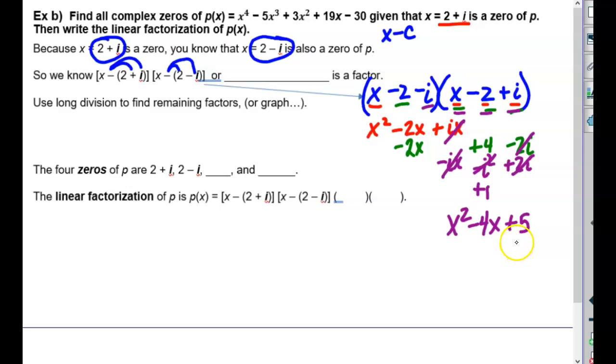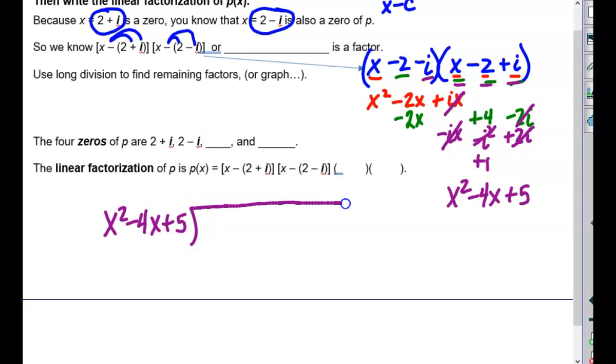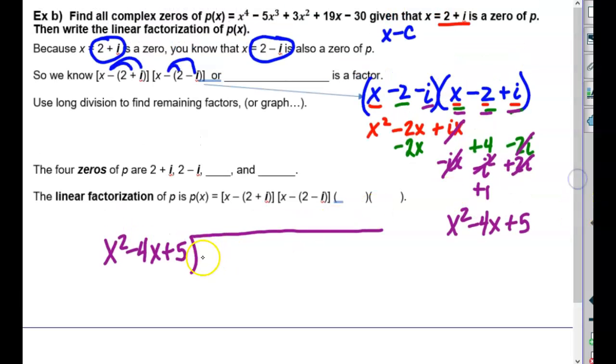Okay. Now they want us to do long division, and we're actually going to do long division. We're going to take this really disgusting polynomial we just got. It wasn't that disgusting. The really disgusting one is what we started with at the beginning of this problem. x to the fourth minus 5x cubed plus 3x squared plus 19x minus 30. We're going to divide this in.